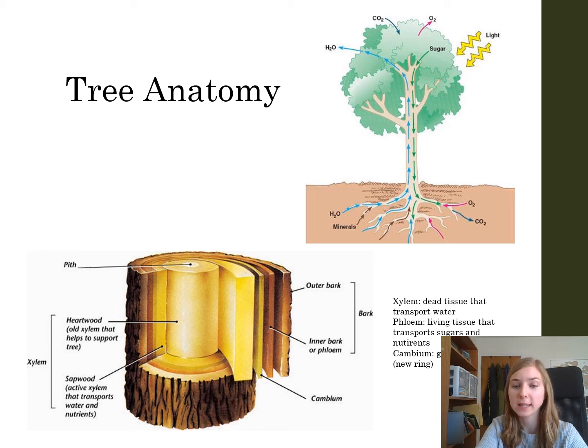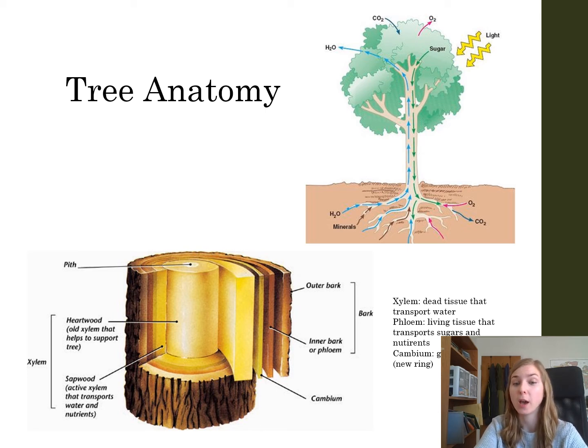One layer out, we get the cambium, and that is where the new cells are growing. It will create that new ring in the tree trunk. Then one layer out, right underneath the bark, we have the phloem. That's the living tissue that's transporting sugars from the leaves to all the cells to either use as energy or to create new growth.